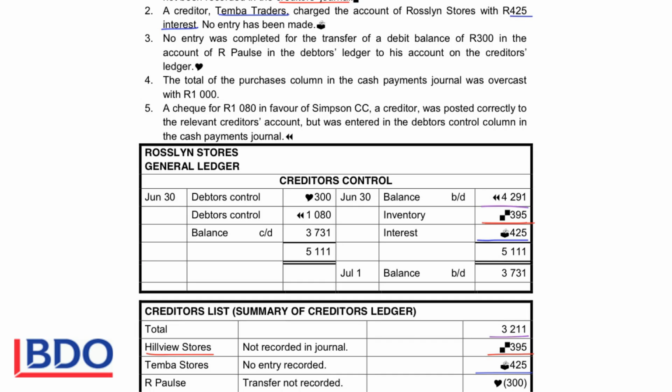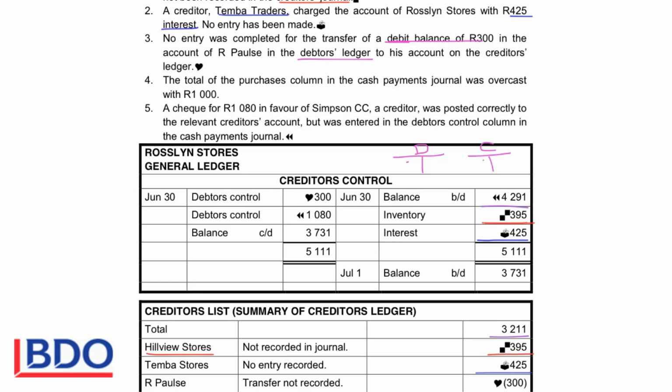No entry was completed for the transfer of a debit balance of 300 in the account of Pulsar in the debtors ledger to his account in the creditors ledger. Now you must make sure that you know exactly what is going on in this entry. That you have a debtor and you have a creditor. They say it is a debit balance, so the balance can either be in the debtors or in the creditors control on the debit side.